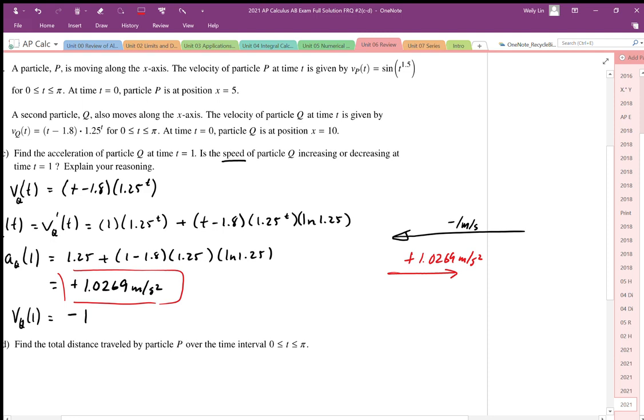Okay, so we're going to conclude that that speed is decreasing. And the reason that we can say is that the acceleration is working in opposite direction of the velocity.